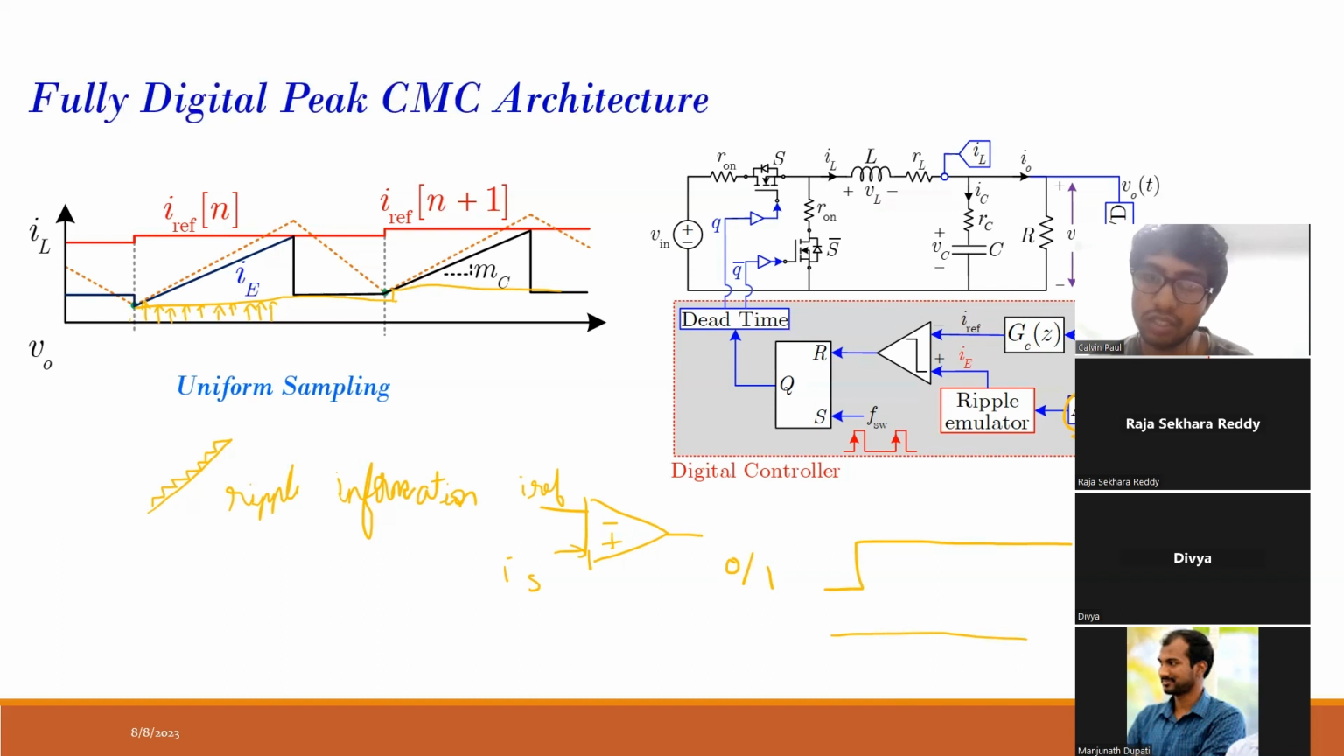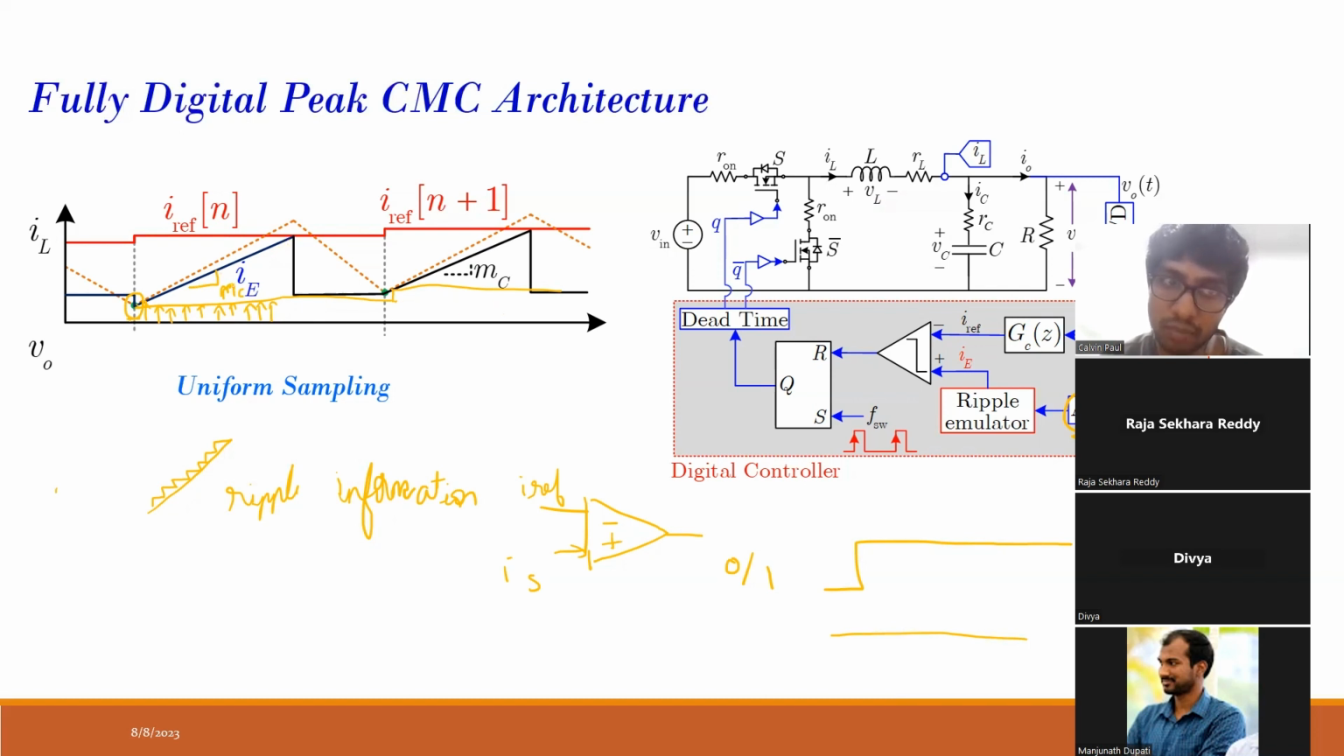So what they do is they take a sample of the inductor current over here, and there is a ripple emulator internally in the digital block that will emulate the ripple. It will emulate the ripple with a particular slope MC, and that is how it will emulate the ripple.